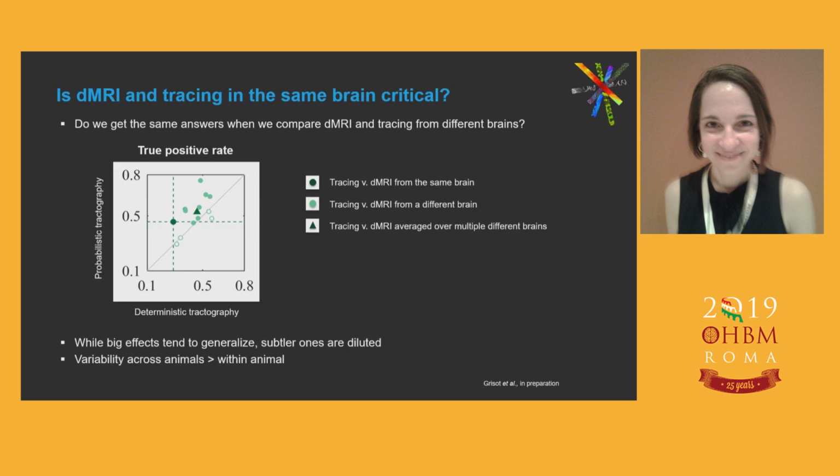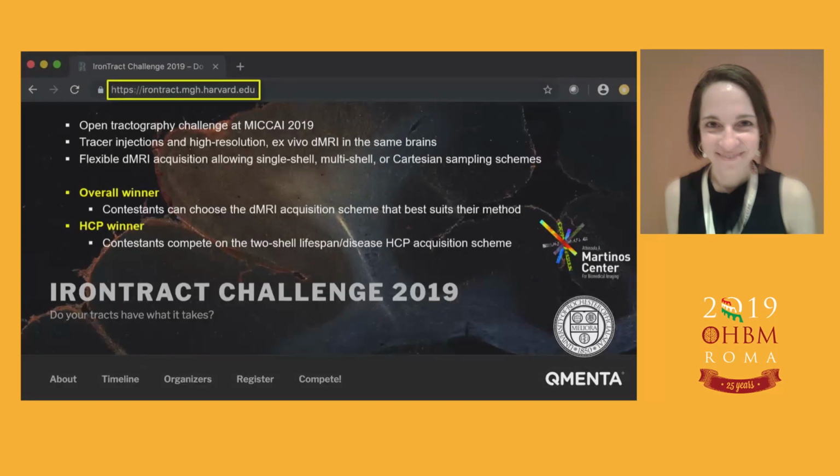And what we see in our preliminary results is that while the big trends tend to generalize, some subtler ones do get diluted. And we do see, even though there's lower variability in macaques than in humans, we do still see higher variability across animals than within animals, suggesting that it is important to have the tracing and the diffusion in the same brain.